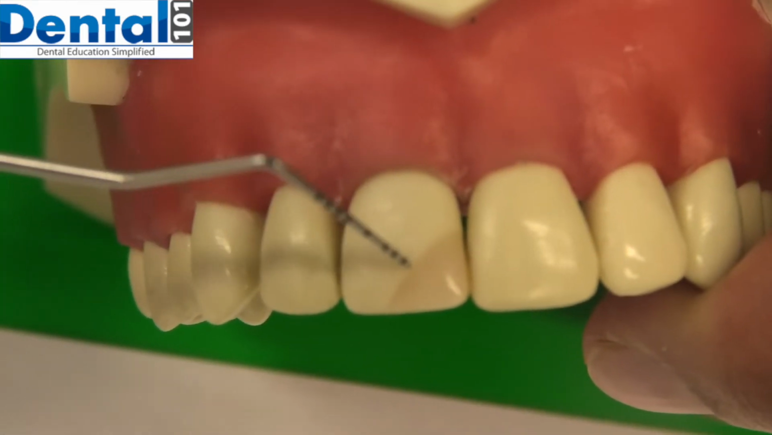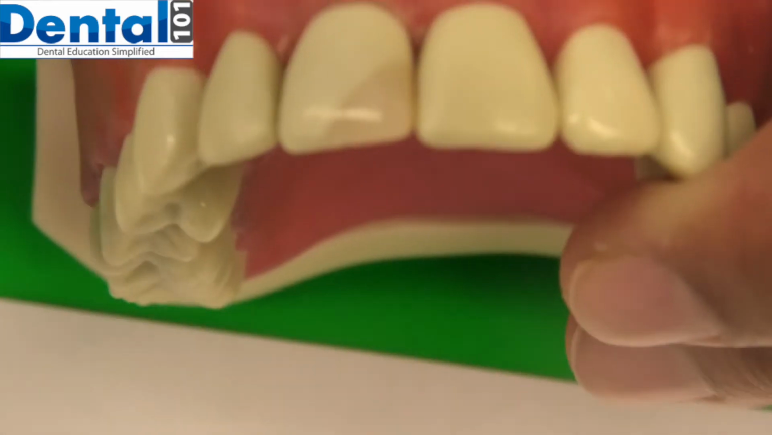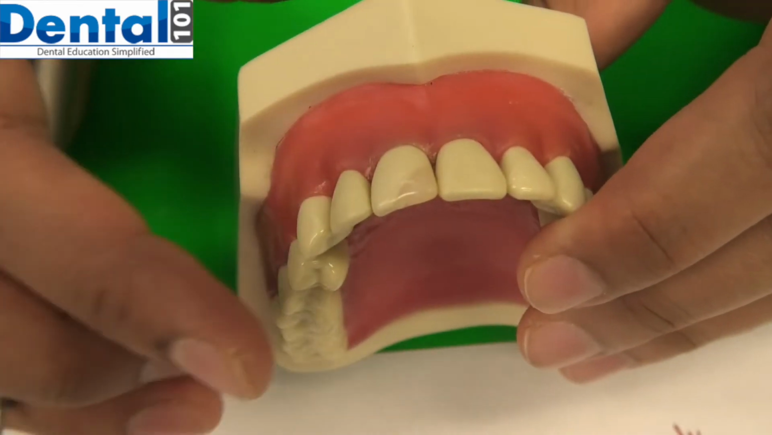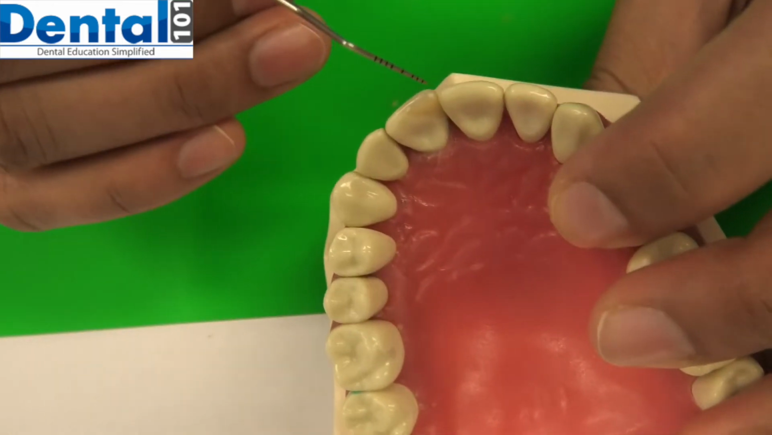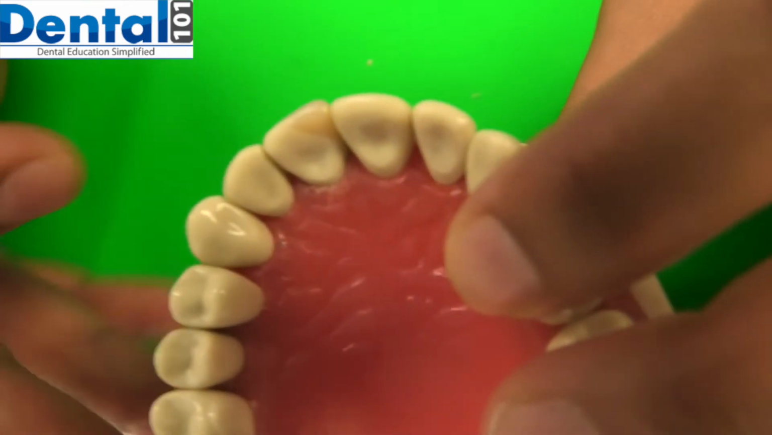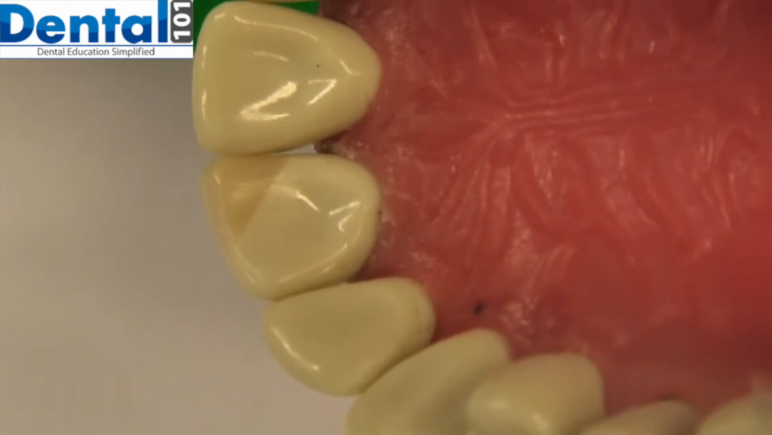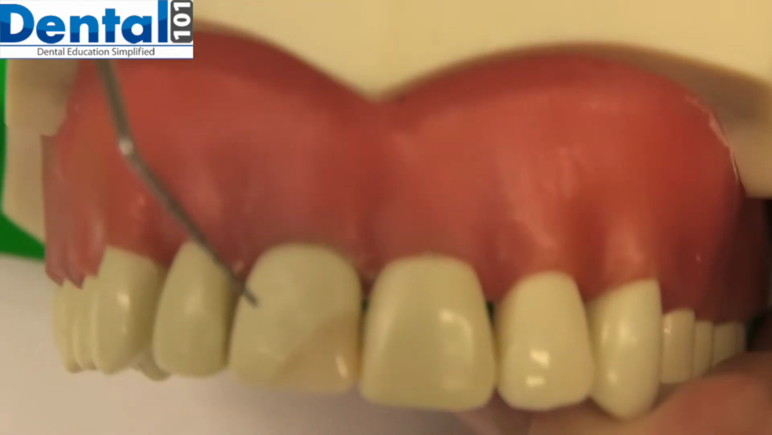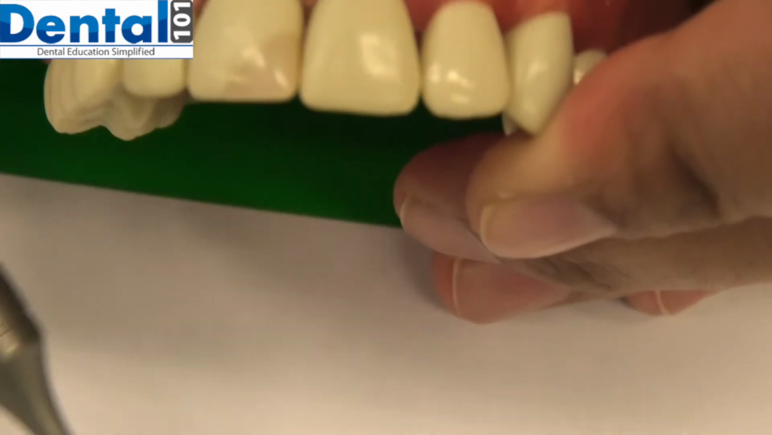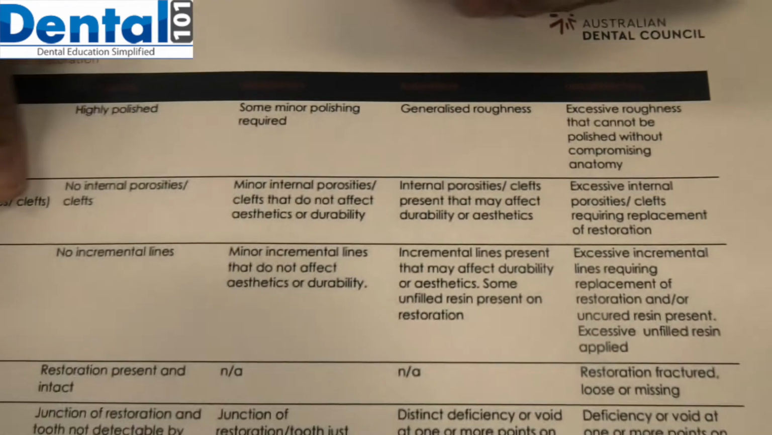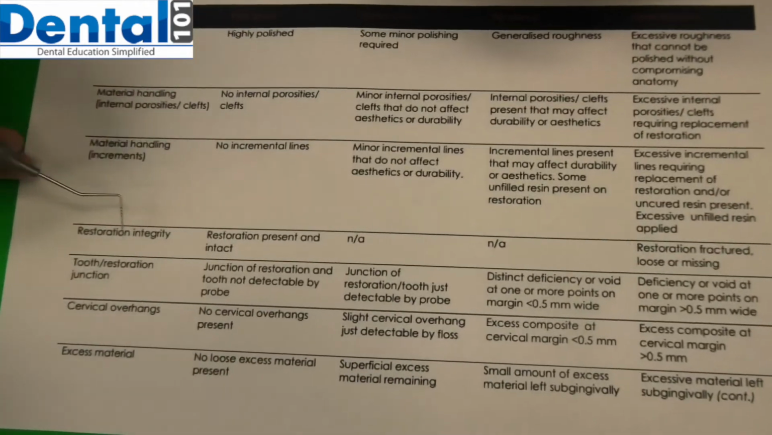There is only just one increment line. Otherwise, it doesn't affect the durability of the restoration, and there is no increment line on the incisal surface as well as on the palatal surface. So for this rubric, my restoration comes under borderline, right? And now I will move to the next point, which is restoration integrity.